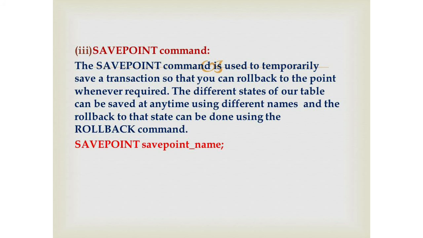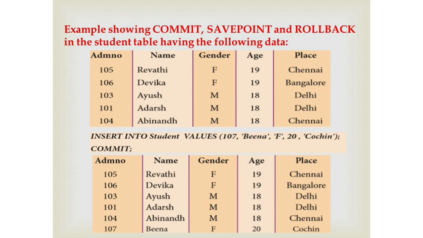If you don't want to change that, if you want to redo or undo it, you can also perform that using the savepoint, because the SAVEPOINT command is used to temporarily store the transaction, not permanently. The command for savepoint is SAVEPOINT savepoint name. Now we'll see some examples showing commit, savepoint and rollback in the student table.